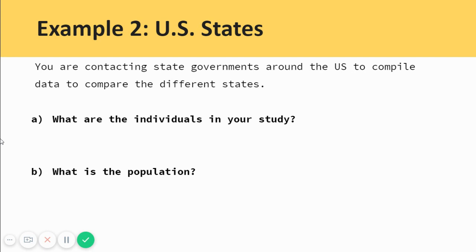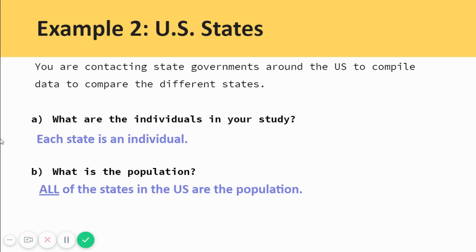and then use that data. Let's say we're talking to all the state governments in the United States to compare the different states. Who would the individuals be? Every state would be an individual. The population would be the 50 states.